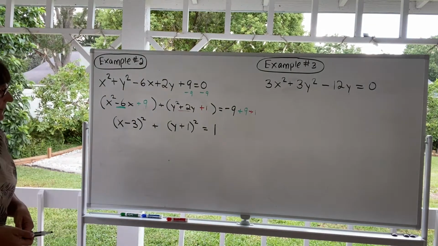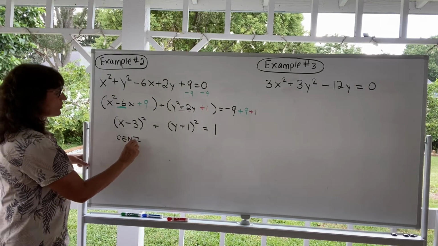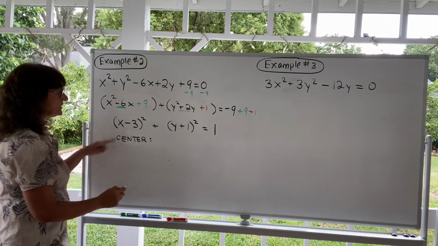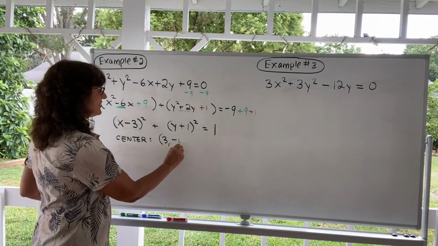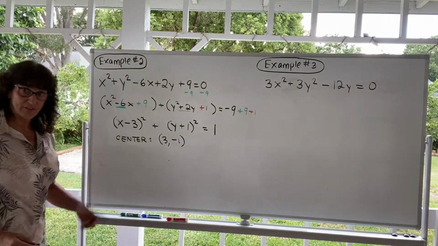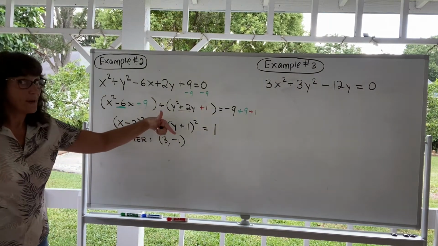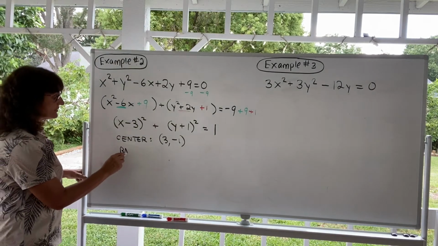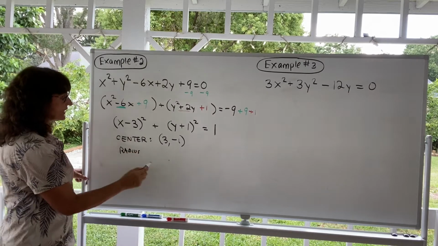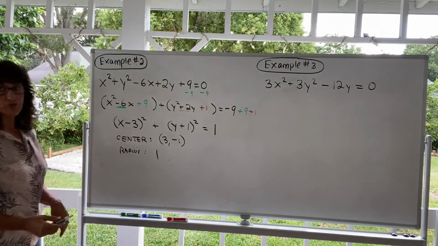We utilized completing the square from your algebra class. Where is the center of this circle? Change the sign, it's at +3. Change the sign, it's at -1. So this is +3, -1. Remember, this is x minus h, y minus k, so to get the h, k, you have to change the signs. What about the radius? The radius squared is 1, so the radius is the square root of 1, so it's 1.